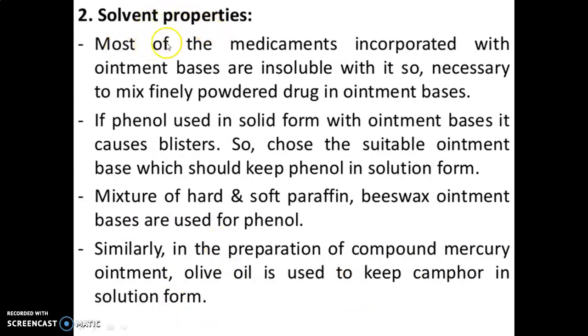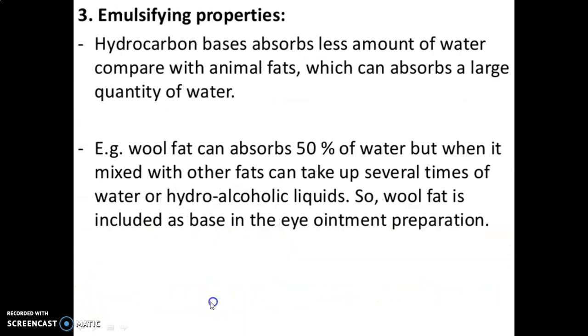Then solvent properties. Most of the medicaments incorporated into ointment bases are insoluble in them, so it is necessary to mix finely powdered drug in the ointment base. If phenol is used in solid form with the ointment base, it causes blisters, so choose a suitable ointment base which keeps phenol in solution form. A mixture of hard and soft paraffin and beeswax ointment bases is used for phenol. Similarly, in the preparation of compound mercury ointment, olive oil is used to keep the camphor in solution form.